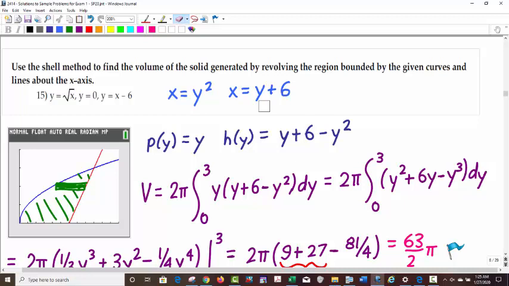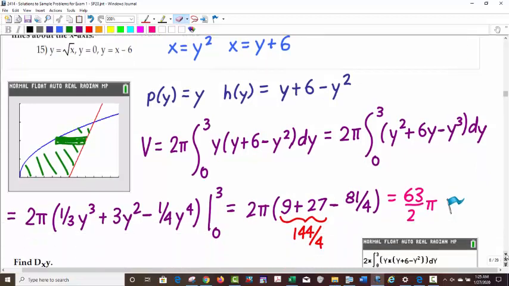So it's going to be right minus left. So the line is on the right, it'll go first, y plus 6, and the curve is on the left, it will go second. So that'll be y plus 6 minus y squared. And then times your y, because that's your p of y, your height. And then put the y in front. So this was just a basic antiderivative. Just distribute the y through here. You get y squared plus 6y minus y cubed.